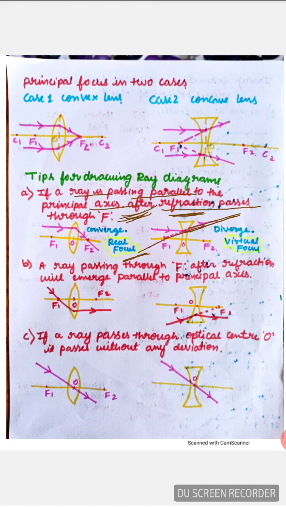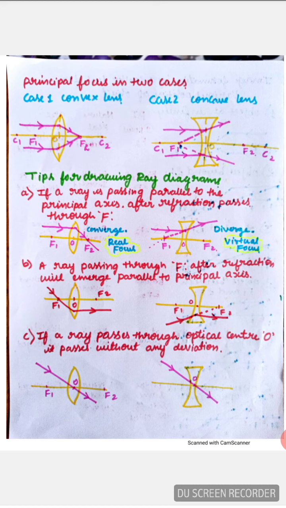Ray backward, it is meeting at focus. So for both the lenses, this statement is valid, but here it will have a real focus, here it will have a virtual focus. Hope you are clear with this. So the first point says, if you send a ray passing parallel to the principal axis, after refraction the ray will pass through focus, or the ray will appear to pass through focus in the case of concave lens.